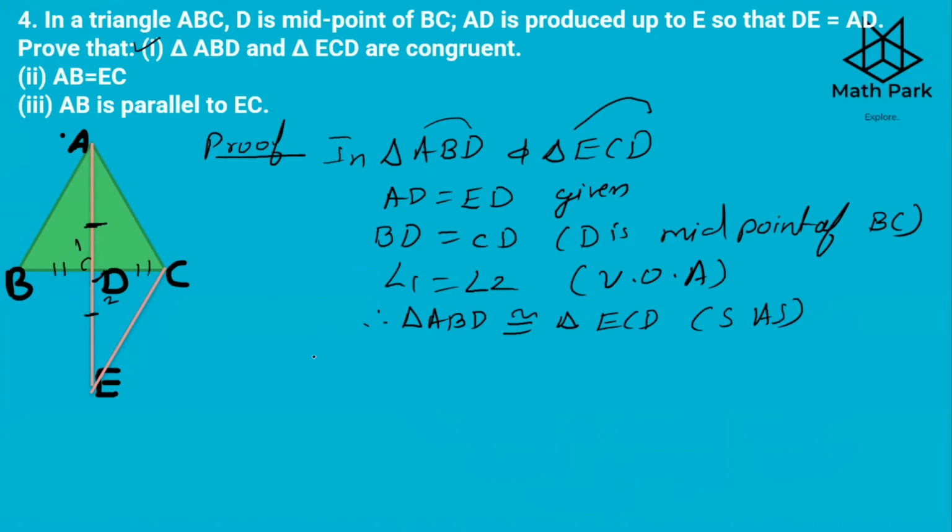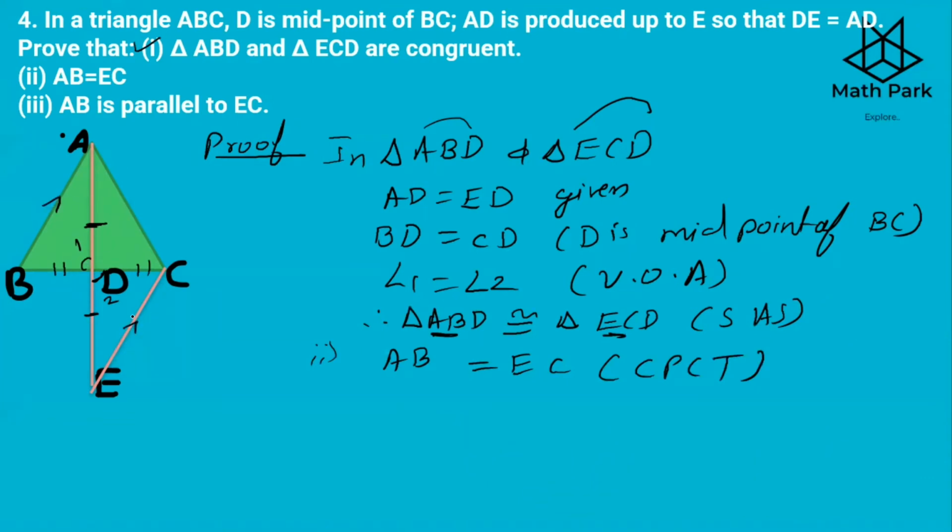The second part is you are asked to prove AB is equal to EC. Are they corresponding? Look, AB is equal to EC. They are the corresponding parts of congruent triangles. Done. The next, you have to prove AB is parallel to CE.